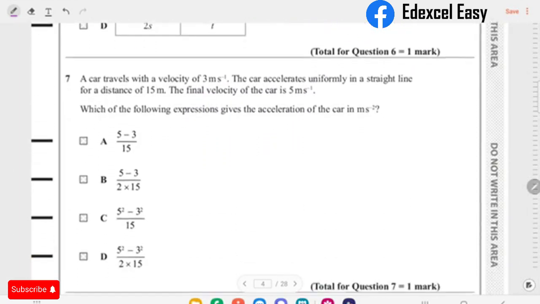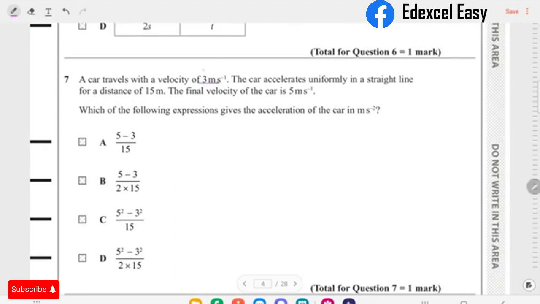Okay, so moving on to question 7. A car travels with a velocity of 3. So this is certainly the value for your initial velocity. The car accelerates uniformly. So that means we can use all the equations of motion. They move in a straight line with a distance of 15, and the final velocity of the car is 5. Which of the following expressions gives the acceleration? So you have a value for s, value for u, value for v. In that case, you have to use the equation v square equals u square plus 2as.